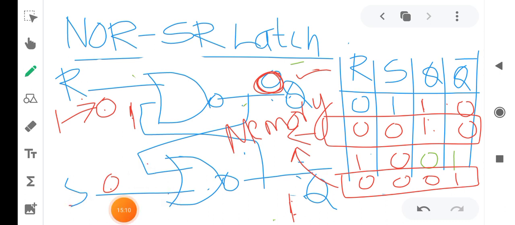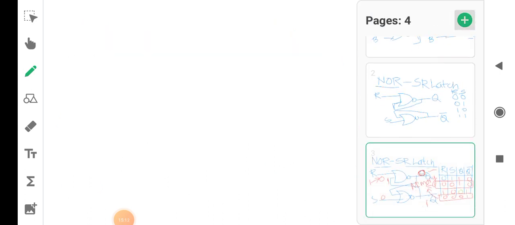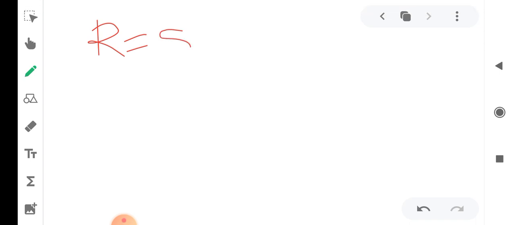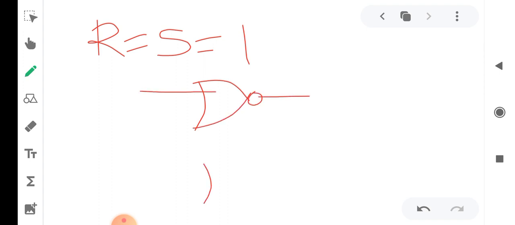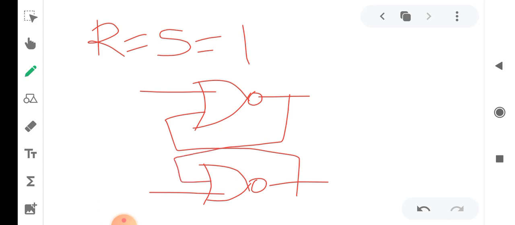Okay, then one more interesting thing comes here. What happens when r is equal to s is equal to 1? This is a very important condition. When r is equal to s is equal to 1, say I am drawing a latch here, with Q, Q complement, R and S.